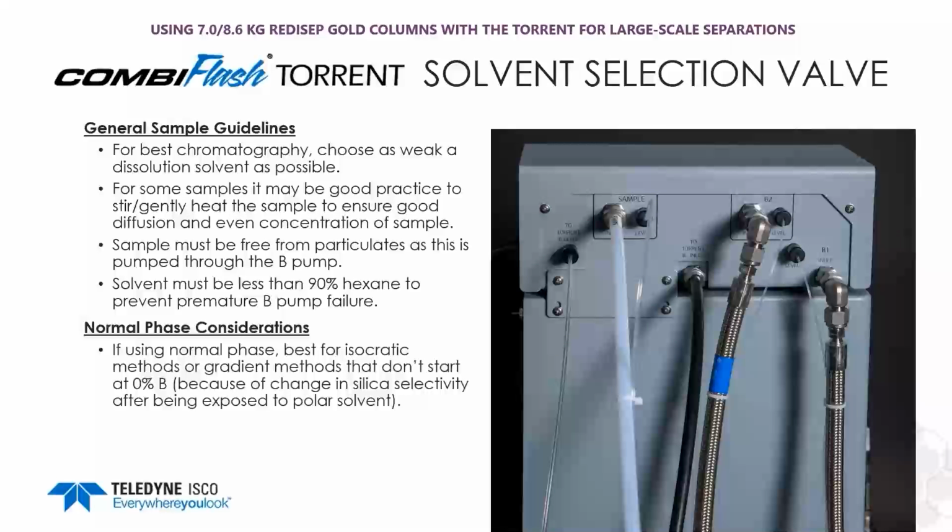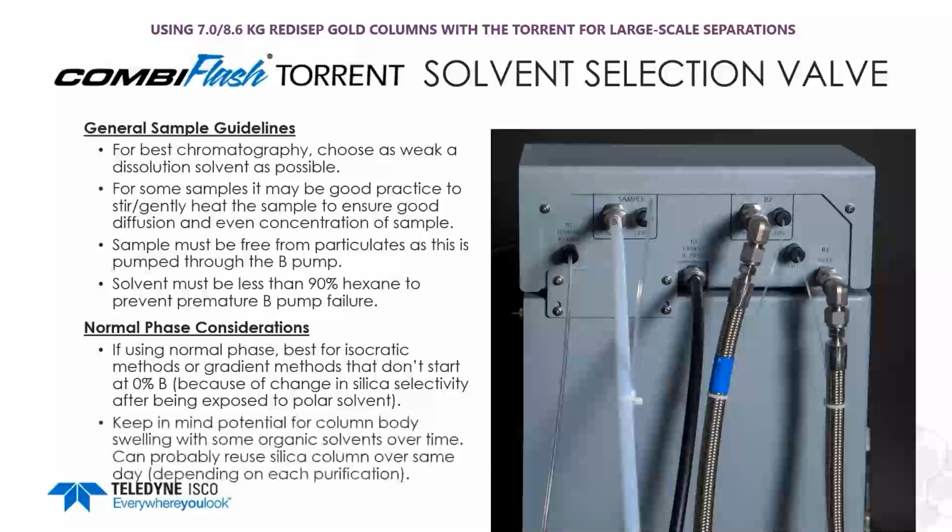If you're using normal phase chromatography and maybe an isocratic method, or it's a gradient method that doesn't start at 0%, you could go ahead and do multiple injections on the same silica column. If you run a gradient from 0 to 100% though, it's difficult to reproduce that first run on the subsequent injections, because once you have put the polar solvent on the silica, you start to change that initial silica selectivity. So injection 1 is different from injection 2 at the beginning, and you might see some changes after being exposed to the polar solvent.